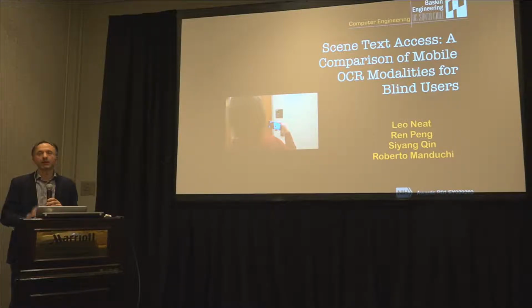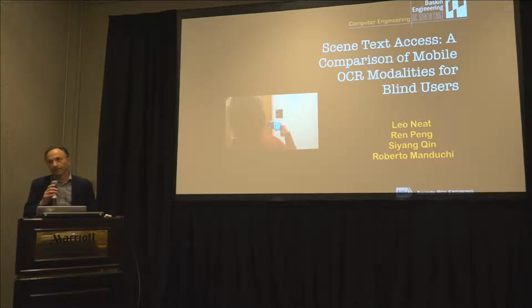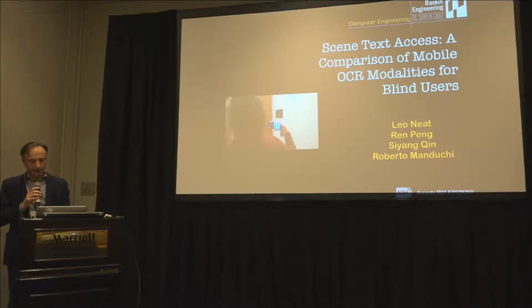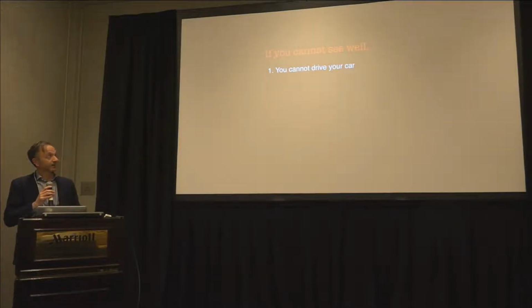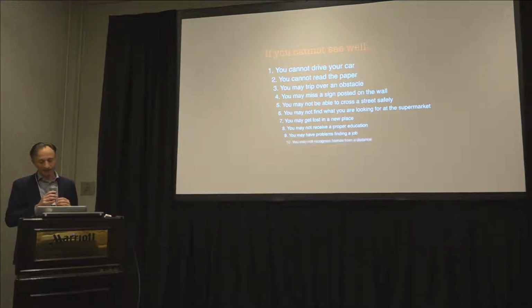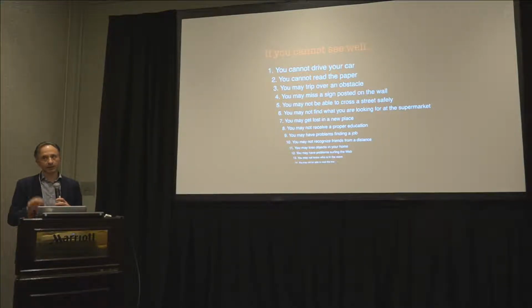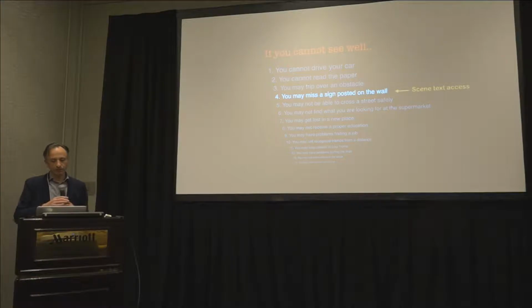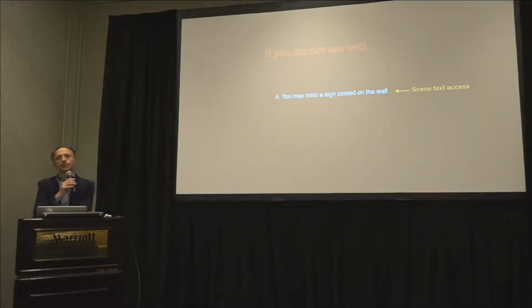So this is work about access technology for people who are blind. And if you are blind, there are a bunch of things that are difficult to do, that I listed in no particular order in this acuity chart here. And what I'm really interested in this work is this one here, which is the ability of reading signs posted on walls, what in computer vision is sometimes called scene text, text that can appear everywhere.